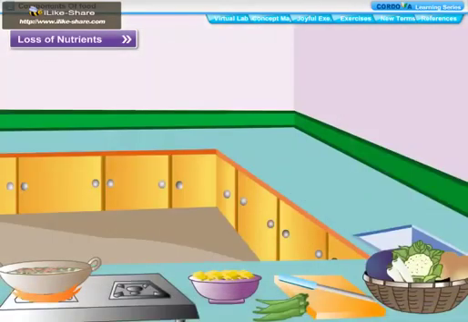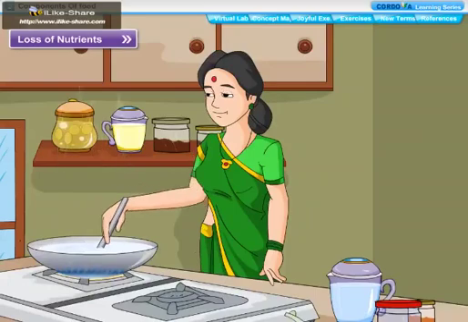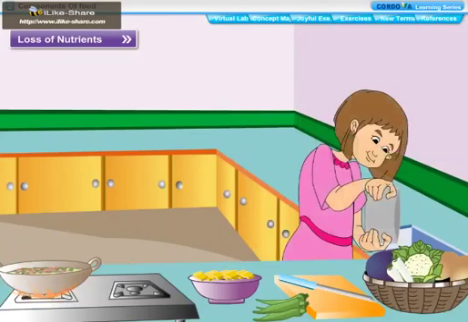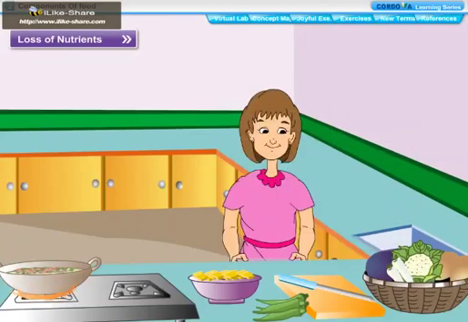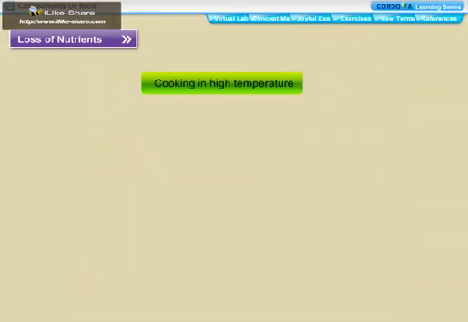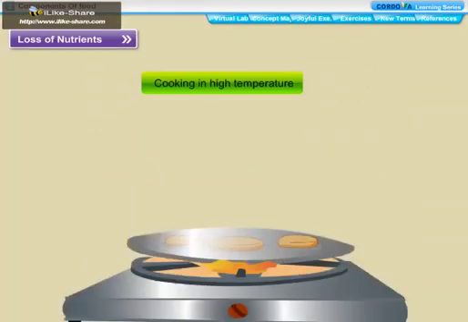Loss of nutrients during cooking. Cooking improves the taste of food materials and makes them digestible. However, it results in the loss of certain nutrients. If cooking is done in excess of water and the water is thrown away after cooking, many water-soluble vitamins and minerals are lost. If cooking is done at a high temperature, many proteins and vitamins are destroyed.